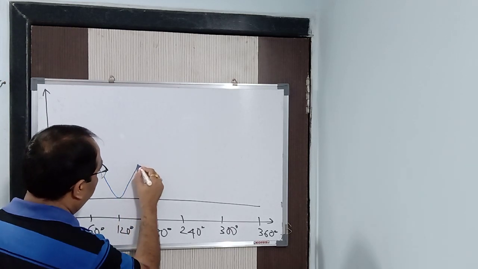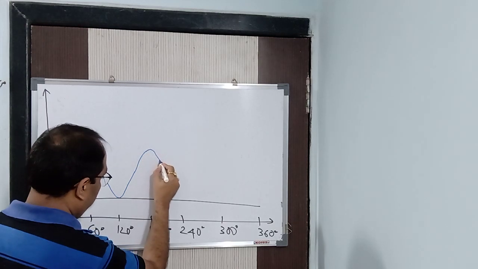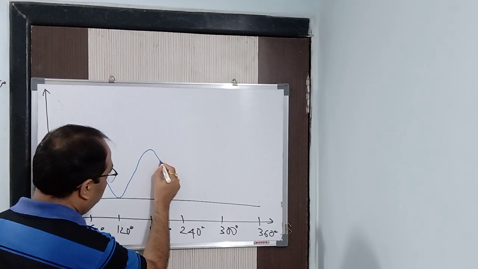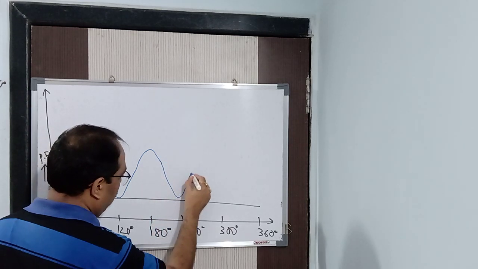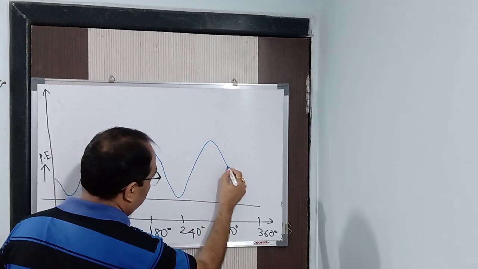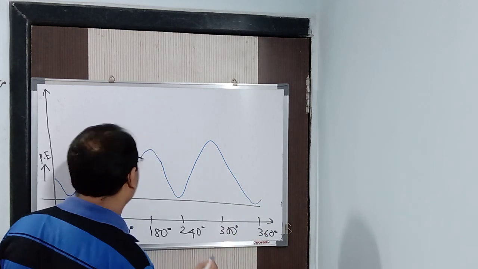Again, at 180 degrees, it goes up. You can see, again at 240 degrees, it comes down. Up and down, you are seeing it. Again at 300 degrees, it goes up. And at 360 degrees, again it comes here.